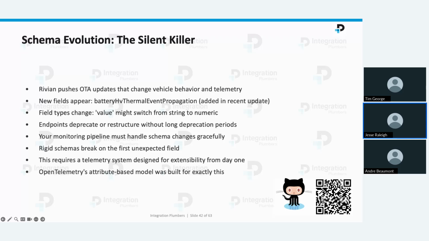Schema evolution is what I call the silent killer of monitoring pipelines. Rivian regularly pushes over-the-air updates that can add new fields, change field types, or restructure endpoints. If your monitoring pipeline has a rigid schema, it breaks on the first unexpected field. This is exactly why we advocate for OpenTelemetry's attribute-based data model. It was designed from the ground up for extensibility. New fields become new attributes without requiring changes to your pipeline, your collectors, or your dashboards. If you take one thing away from this section, it's that your telemetry system needs to be designed for change from day one.